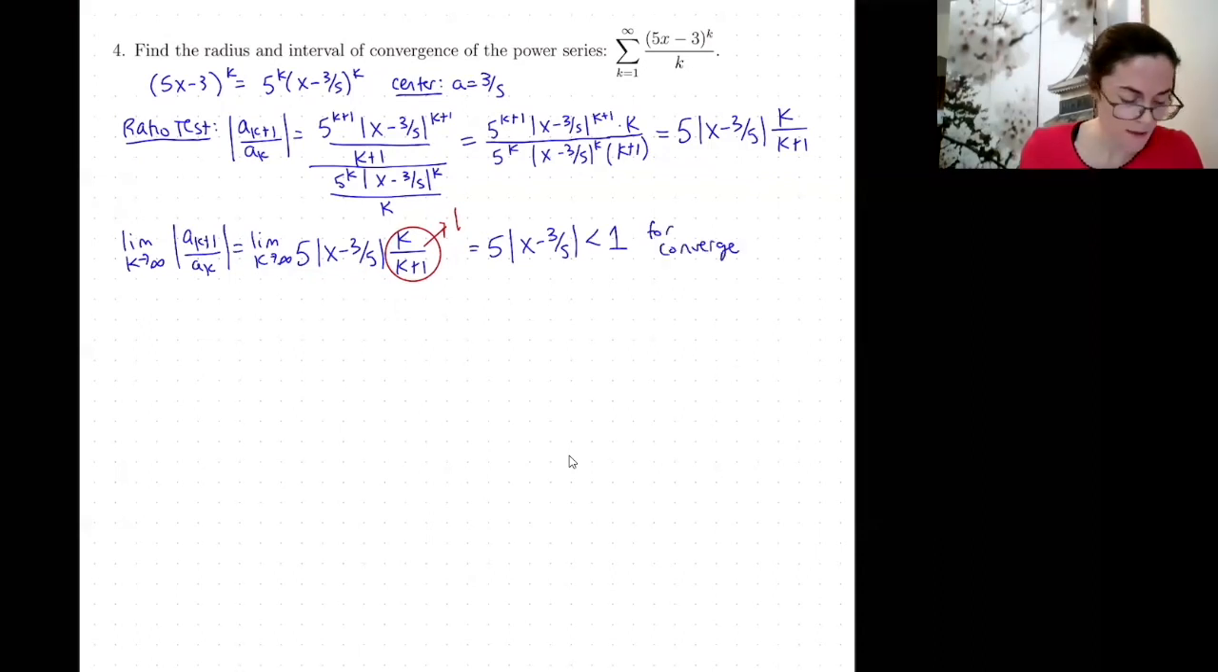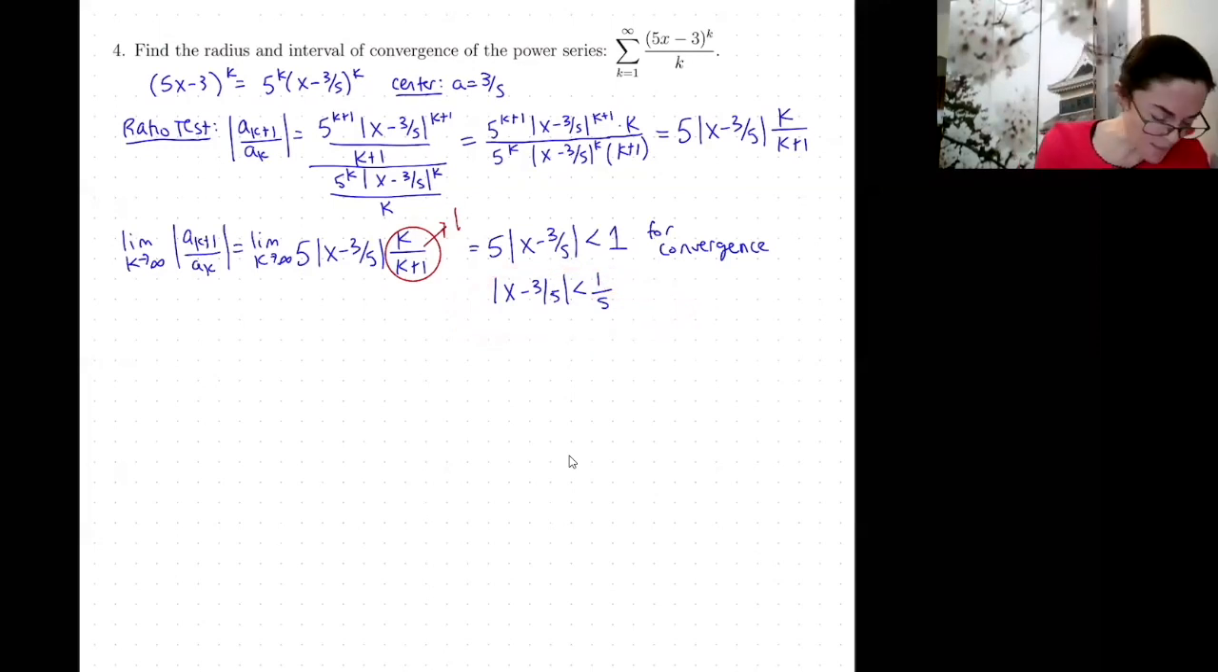And I already mentioned ratio test. So now, you multiply through by 1/5. We get absolute value x minus 3/5 less than 1 over 5. And you see here, this is what gives us our radius. Capital R is 1 over 5. But don't stop here. We have found part of it, but remember, we still have to test the endpoints.